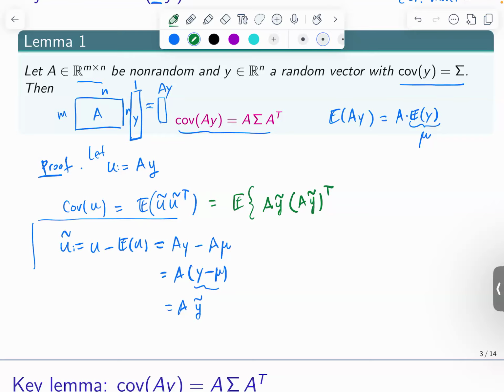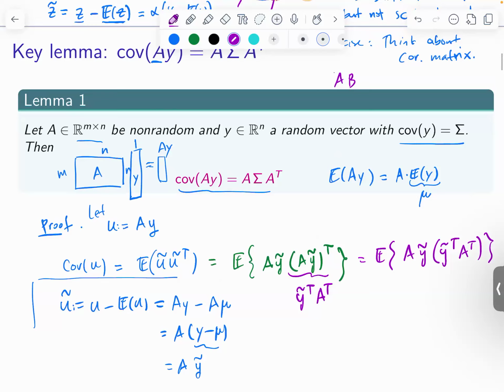Then what? For the Ay transpose, you can switch it to y tilde transpose, A transpose. Great. So I get the expectation of A y tilde times y tilde transpose, A transpose. Because if you have two matrices A, B and you transpose the product, you get the product of the transposes, but the order is switched. AB transpose is B transpose, A transpose. Okay, so we applied that.